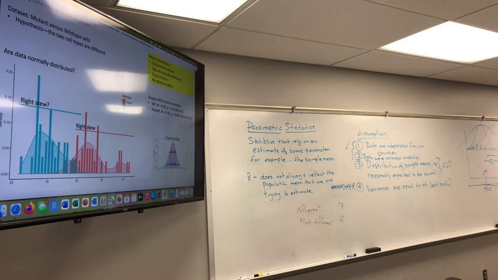Do we have to worry about skew in particular? Do we have to worry about skew? Why not? Yeah. Because we're going to take sample means, and those means will be normally distributed. Yeah. One of the reasons that we don't have to be terribly worried about skew is because we can always fall back on the central limit theorem.